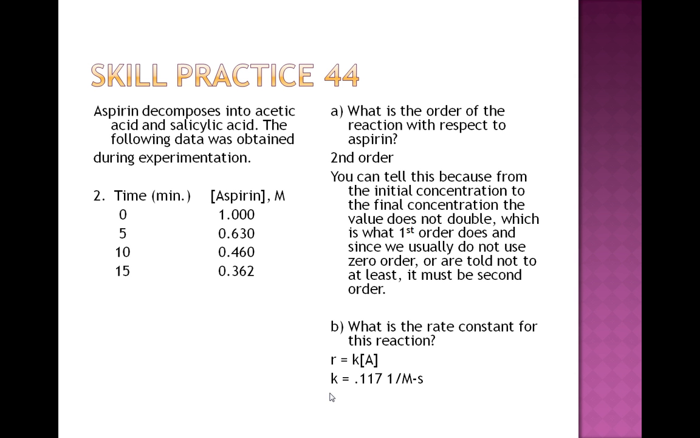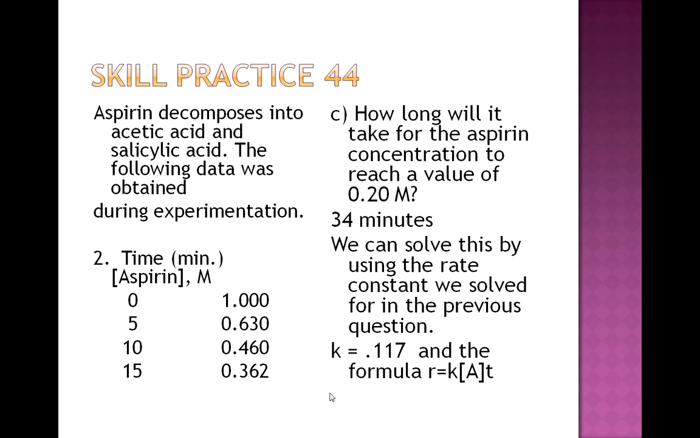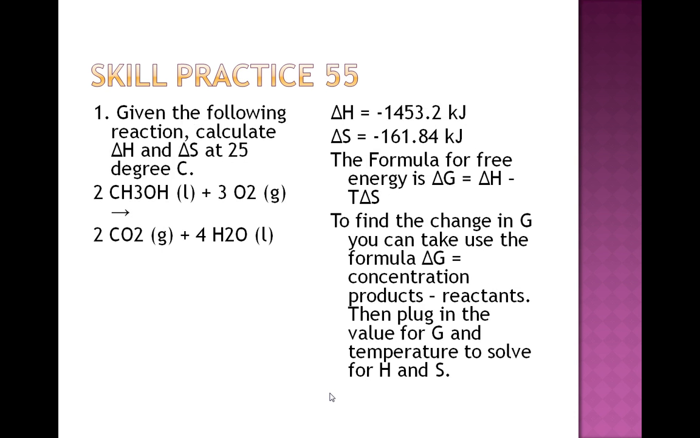Alright, so this reaction would be second order, and you can tell this because the initial concentration to the final concentration, the value does not double, which is what the first order does, and since we usually do not use zero order or are told not to do so, it must be second order. Okay, so the rate constant for this reaction using the formula is 0.117. C. Now you can tell that this takes 34 minutes and you can solve this by using the rate constant we solved for in the previous question, 0.117, and just plugging and chugging into the formula to find 34 minutes.